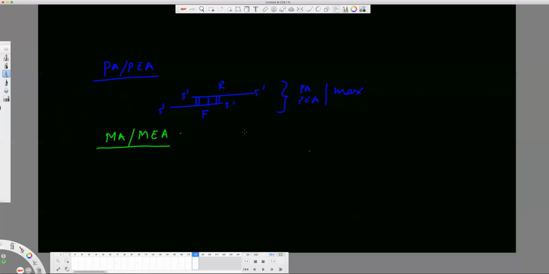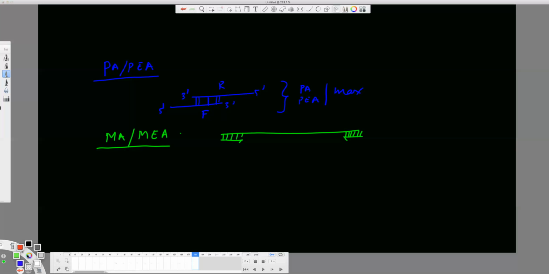Now, we don't have dimers now. MA means mispriming annealing, or mispriming simply. So let us say this is your target where your primer should be binding, forward one and reverse one. So of course, you will have 100% complementarity over here.